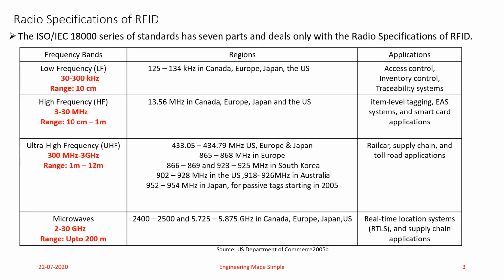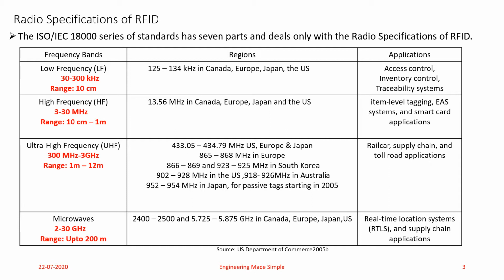Now let us study the radio specifications of RFID. Radio specifications of RFID are defined by the ISO IEC 18000 series of standards. Now what is ISO? ISO is a standard making body, and IEC is also a standard making body. ISO stands for International Organization for Standards, and IEC stands for International Electrotechnical Commission. So these are the two standard making bodies which specify the radio specifications of RFID.